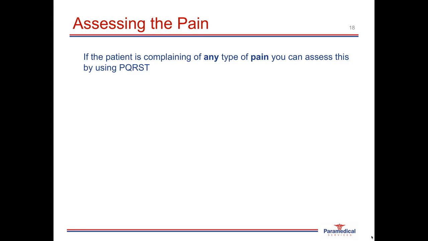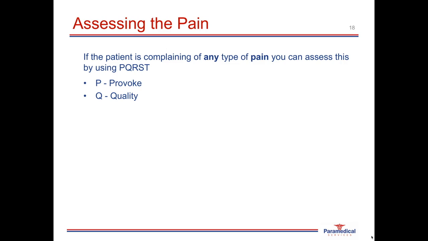Assessing the pain on the patient is very important because this will also help us to determine later on what type of pain relief we're going to be administering and at what doses. We use the mnemonic PQRST to assess pain. P stands for provoke, so what provoked or caused the pain to start. It can also stand for palliate, so what actually causes the pain to go away or soothes the pain.